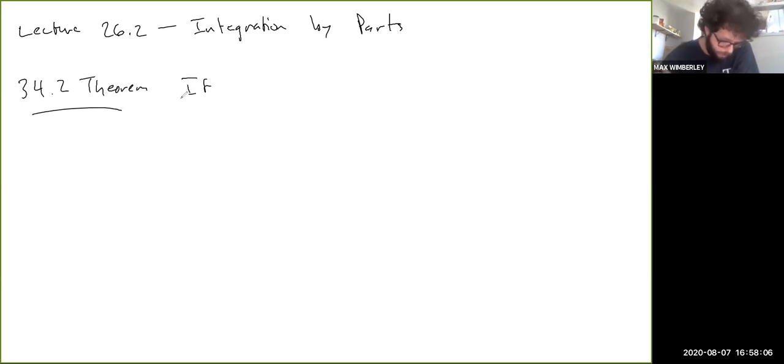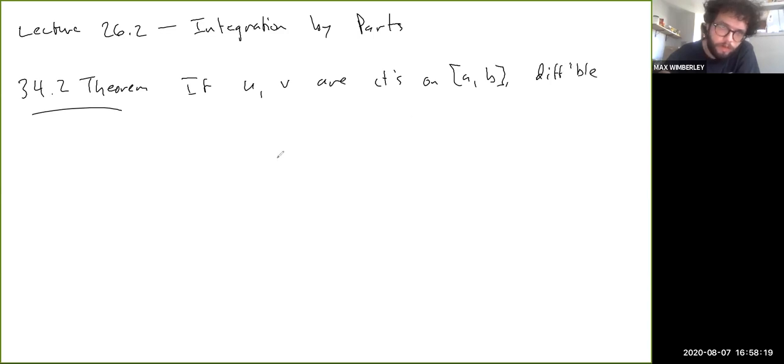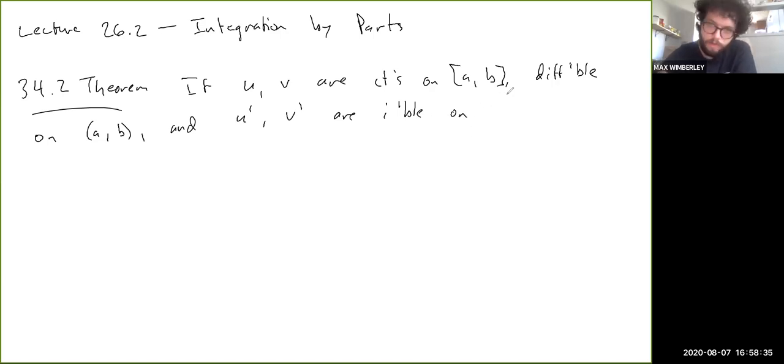So if u and v are continuous on [a, b], differentiable on the open interval (a, b), and u' and v' are integrable on [a, b], then, well, the way they write it is like this.